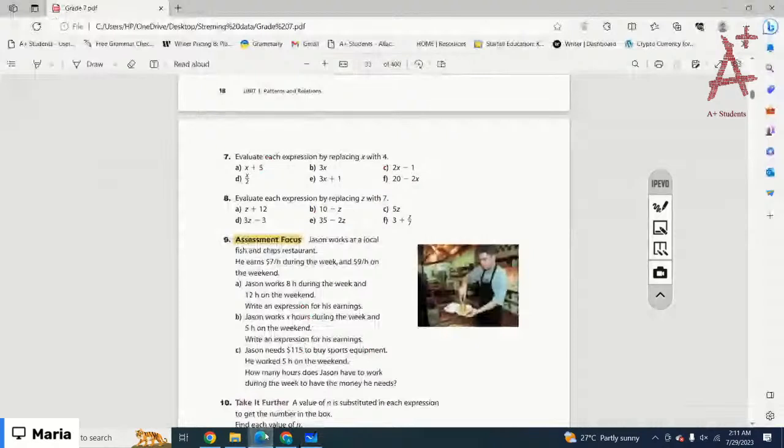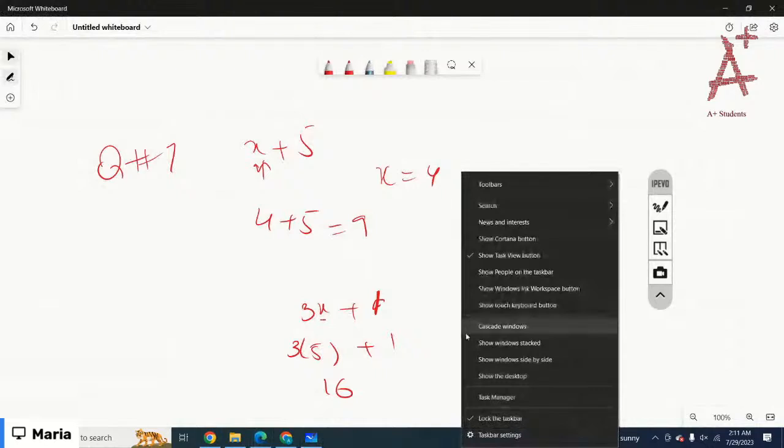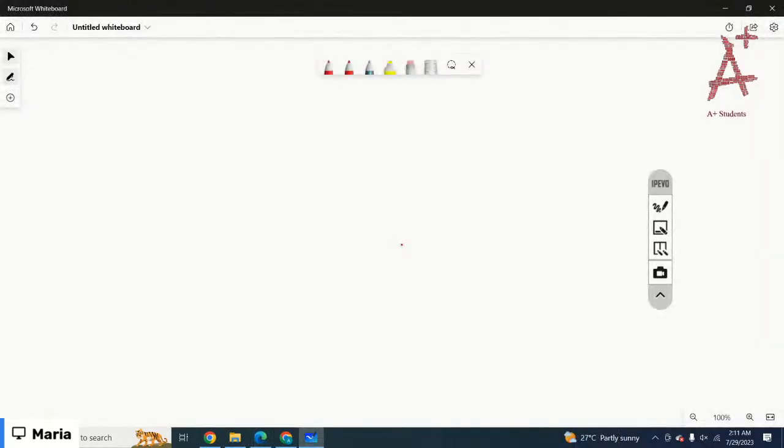Let's just start with question number 8. Evaluate each expression by replacing z with 7. You have to do the same thing we did in question number 7, but now you have to replace the z by 7. Let's just start with a part, z plus 12. So replace z by 7, so it would be 7 plus 12, that means 19 it is, right?